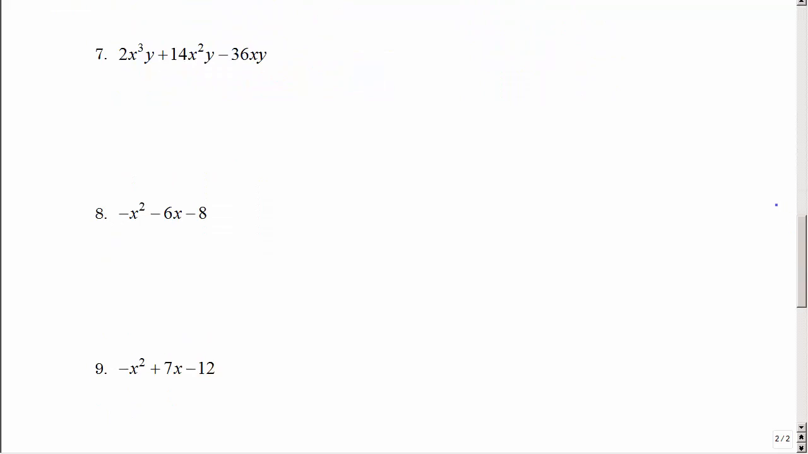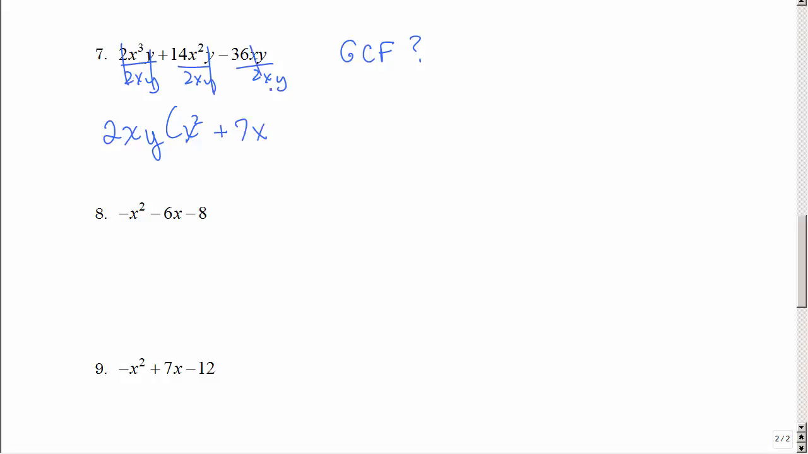Number 7, do you see a greatest common factor? Well, all the numbers are even, so I know a 2. Oops, I got a little bit carried away. Let's see, I'm going to put the 2. What else do I have? Ooh, I see an x and a y. So I'm going to divide all of these by 2xy. So let's see, that leaves me x squared plus 7x minus 18. That's one step.